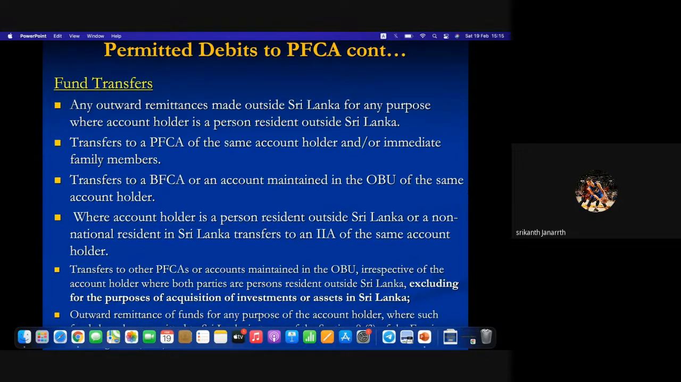Now you understand? Okay. Transfer to the other PFCA or account maintained in OBU. Other PFCA means not the same account, the other person's account, or OBU, irrespective of the account holder, where both parties are persons resident outside Sri Lanka. Now both A and B are foreigners, both maintaining PFCA accounts. They are in different countries, originally at one time from Sri Lanka. They can do fund transfers, as we learned earlier, right?